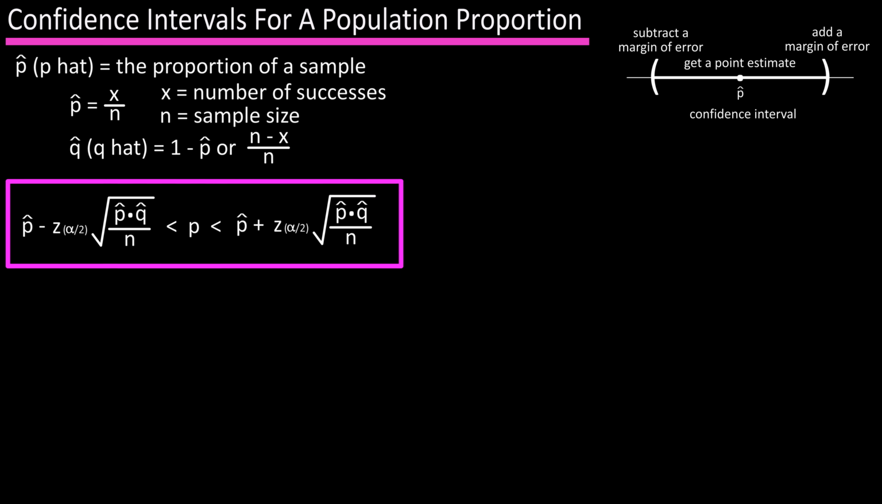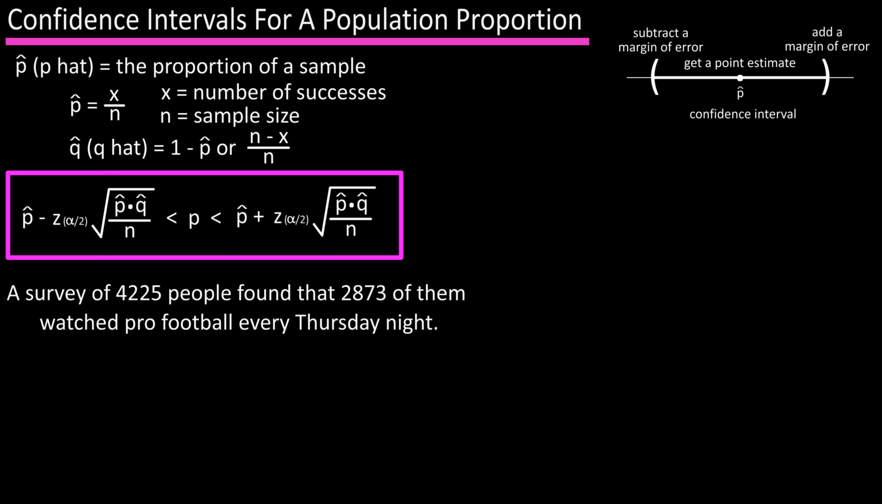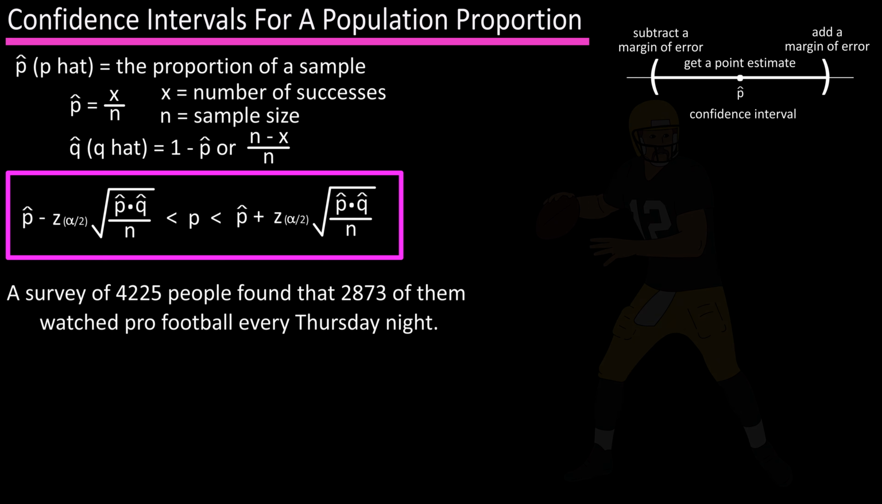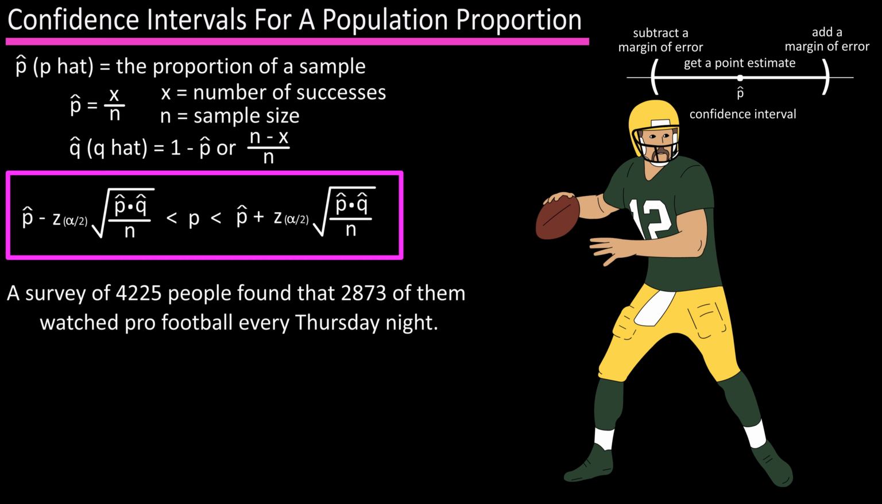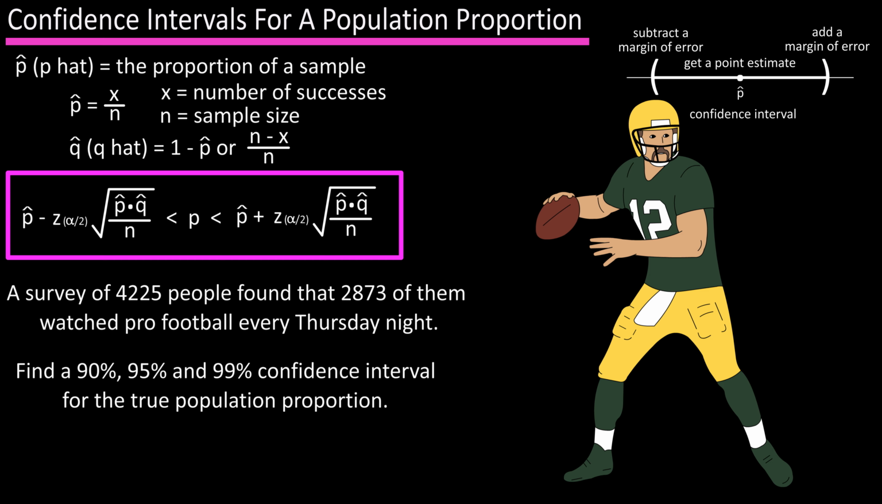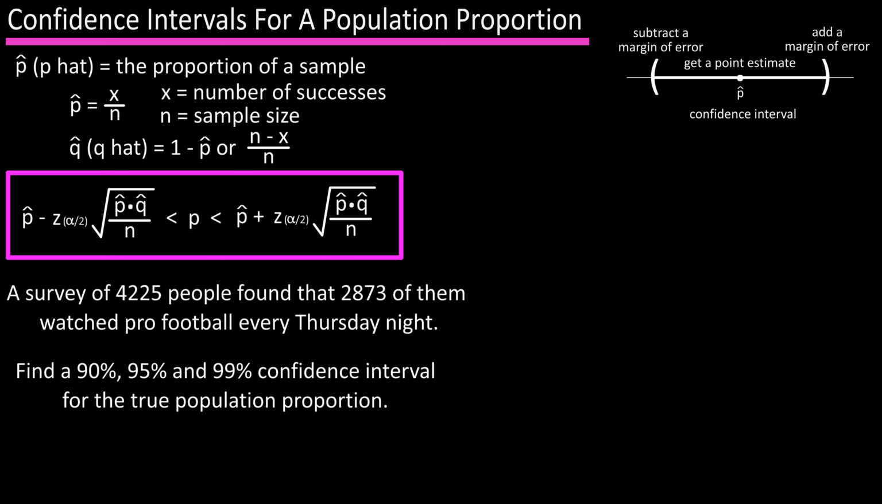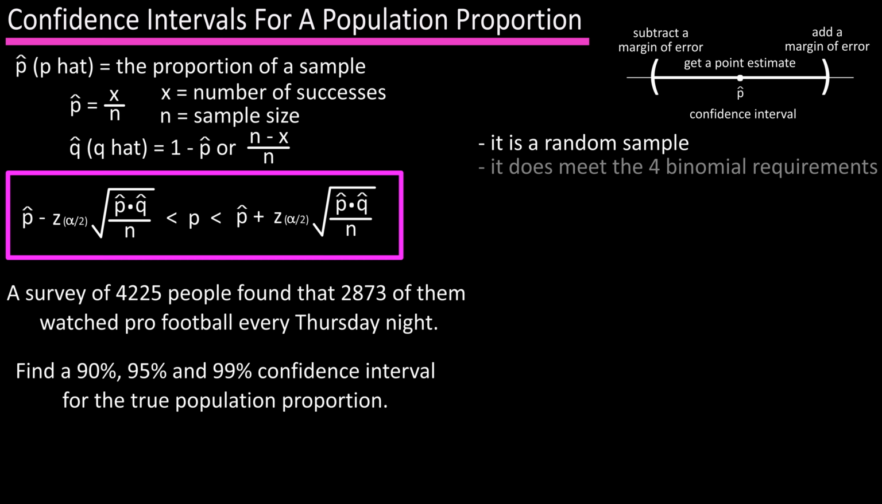Now for an example. Let's say that in a recent survey of 4,225 people, 2,873 of them said they watched pro football every Thursday night during the season. Find a 90%, 95%, and 99% confidence interval for the true population proportion of people who watch pro football Thursday night during the season. First, the sample is random, and it does meet the 4 conditions for the binomial experiment. Next, we need to calculate p hat and q hat.